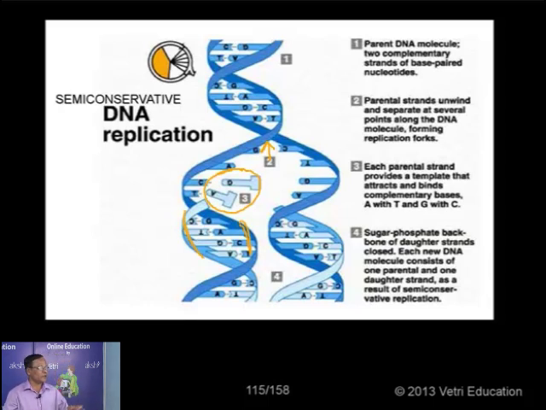So the idea is normally showing the different stages: unwinding, formation of the replication fork, and then binding and attracting complementary bases to form the new strand, and also the joining of the sugar phosphate backbone with the help of enzymes like ligase, all resulting in the production of two daughter DNA molecules, and each one has its own parallel strand along with a newly synthesized strand.